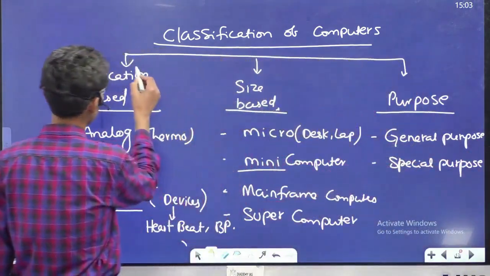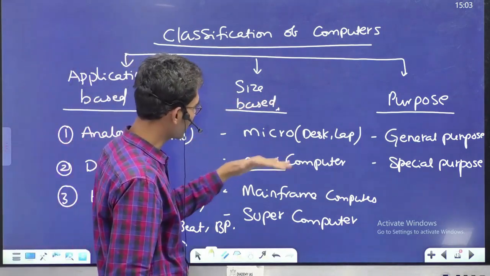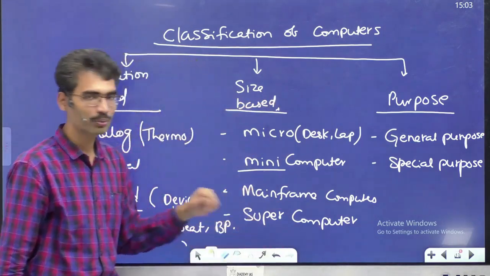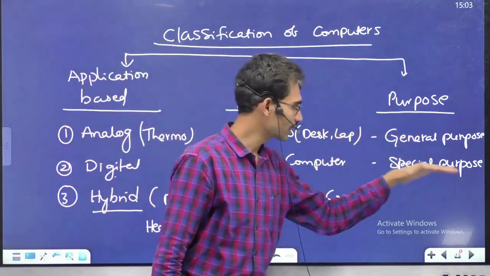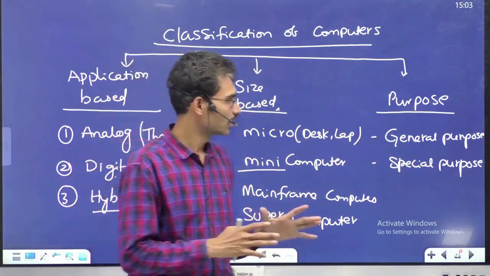Computers. Based on application: analog, digital, hybrid. Based on size: micro, mini, mainframe, supercomputers. Based on purpose: general purpose, special purpose. So these are the different types of computers.